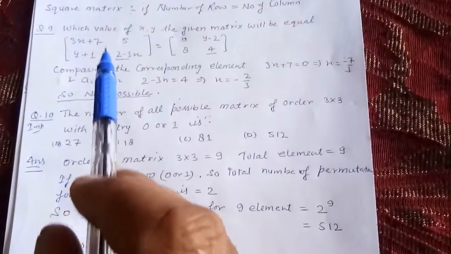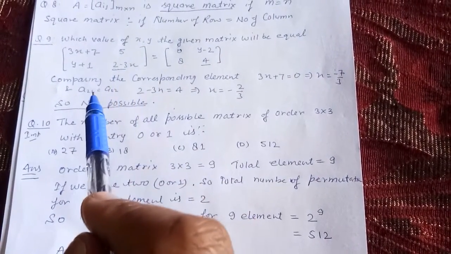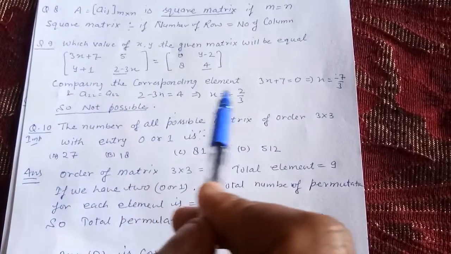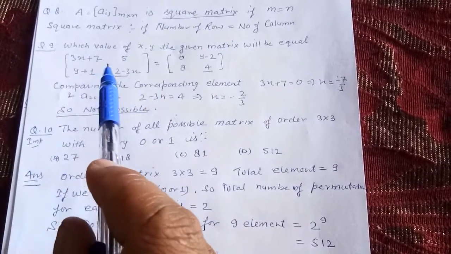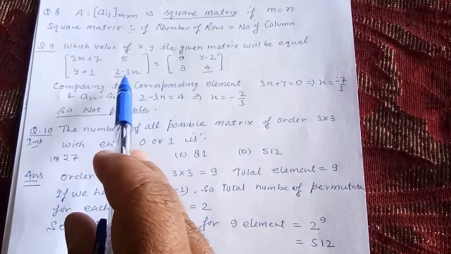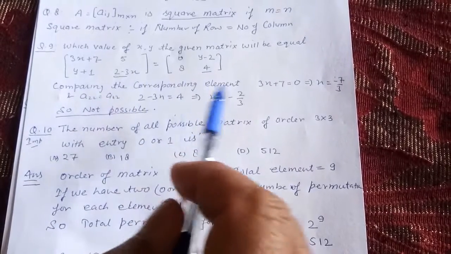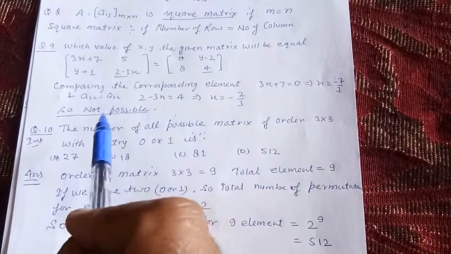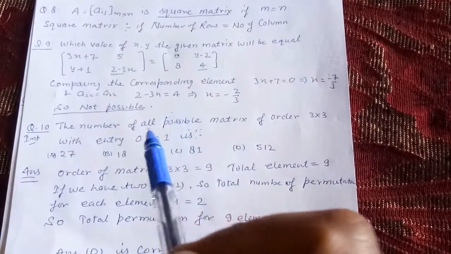Question 9, see which values of x and y make the given matrices equal. Same as the previous question, we have to compare this and find the value. You just check what we have done. Comparing x plus 3, x plus 7 equals 0, and again we have 2 minus 3x equals 4. By comparing this we will find two values of x, but it's an MCQ question, so that is not possible, right?